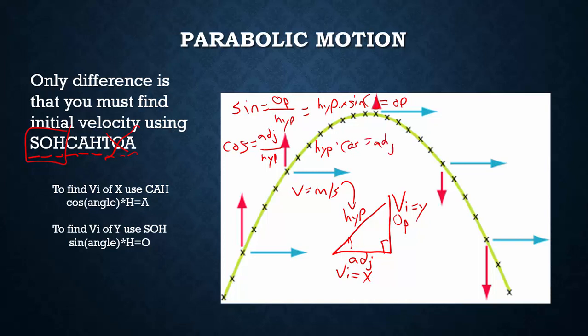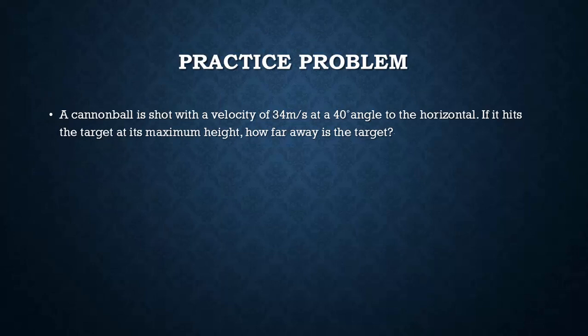All right, so let's look at one. A cannonball is shot with a velocity of 34 meters per second at a 40-degree angle to the horizontal. If it hits the target at its maximum height, how far away is the target? Okay, so first things first, let's draw a little picture. Here's our cannon, and it's going to go on a parabolic flight back to the ground, and we wanted to know how far away is the target, and the target is set up to hit the maximum height. The angle that the cannon is at to the ground, horizontal, is 40 degrees, and we know that it was shot at a velocity of 34 meters per second. Remember, this velocity is always going to be the hypotenuse velocity.